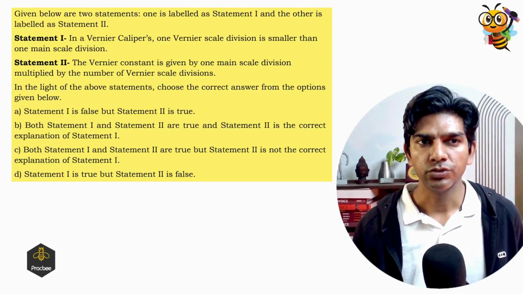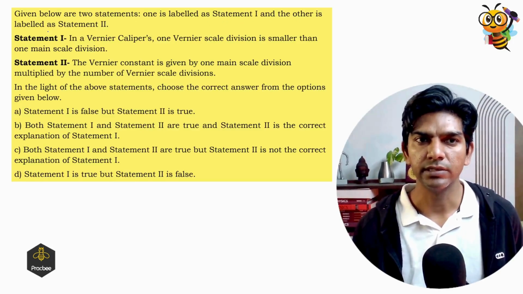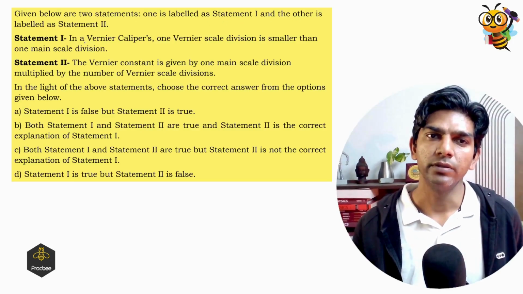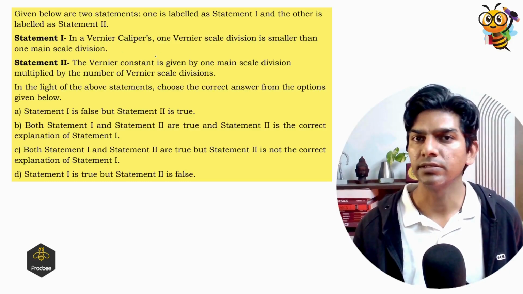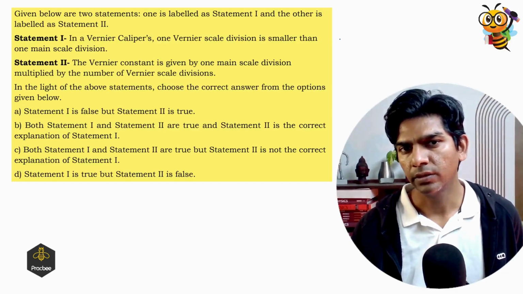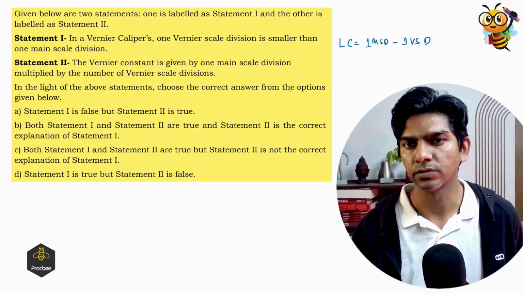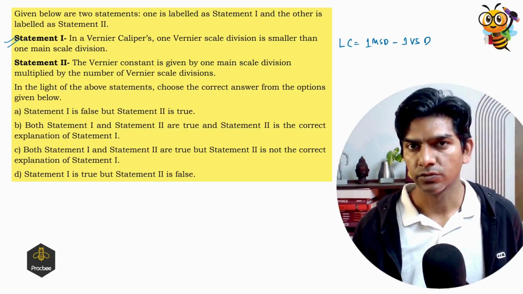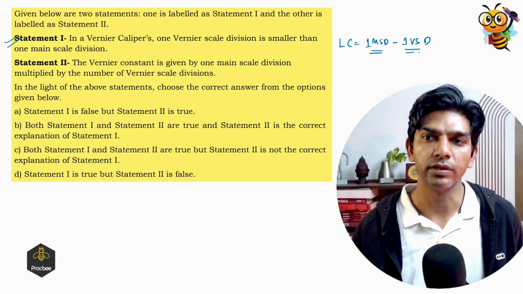Right, so let us say this question: given below are two statements. One is labeled as statement 1 and the other is labeled as statement 2. Statement 1: in a vernier caliper, one vernier scale division is smaller than one main scale division. In a vernier caliper, least count is defined as 1 main scale division minus 1 vernier scale division. So statement 1 is correct. For a standard vernier caliper, 1 main scale division is always greater than 1 vernier scale division.